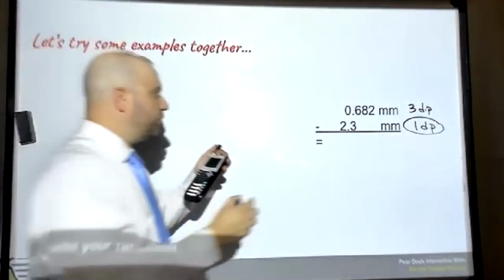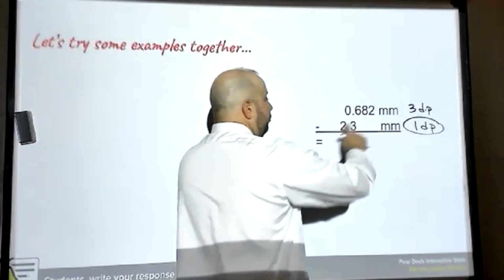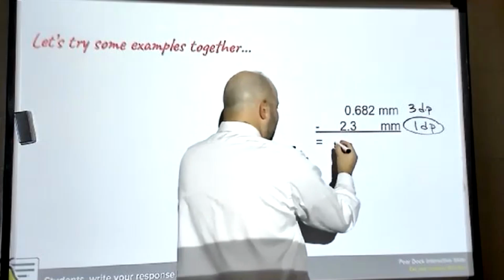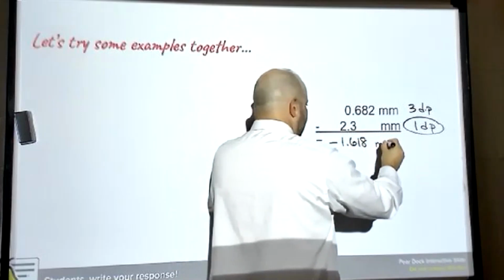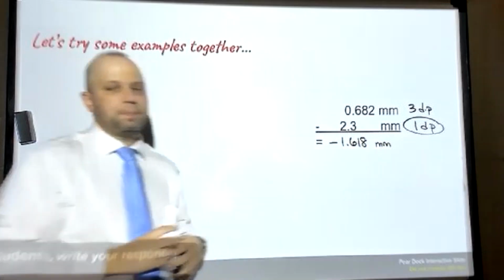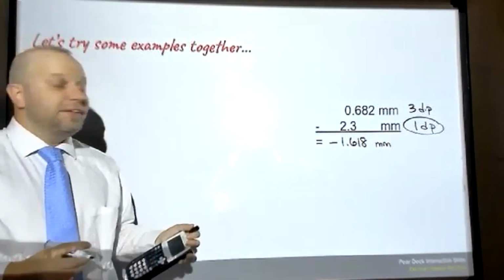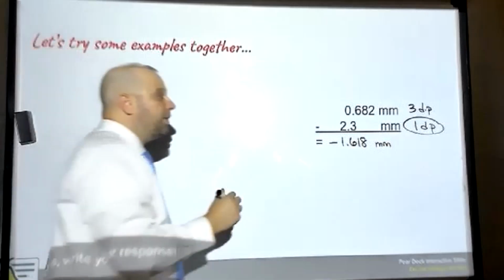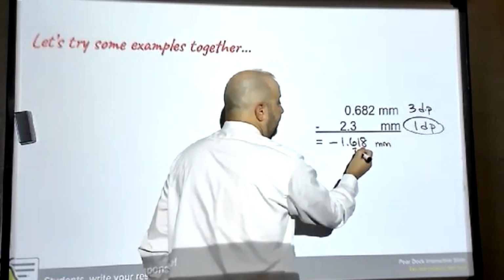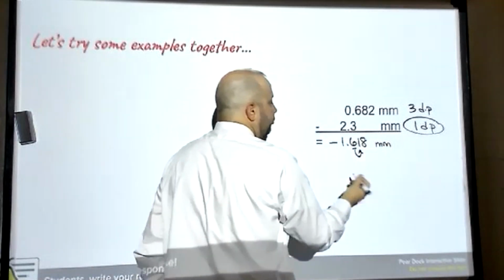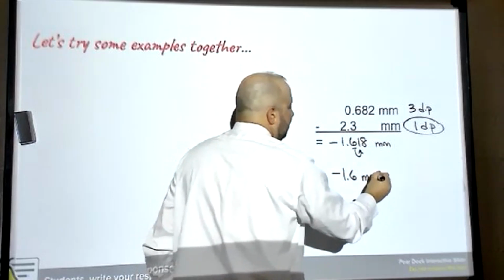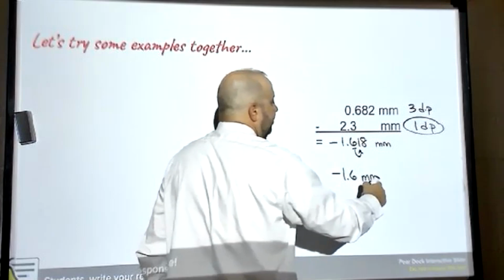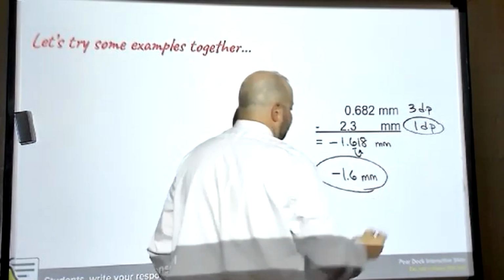Well, the final answer that you get, if I take 0.682 and I subtract 2.3, I get negative 1.618 millimeters. In this case, I can only keep 1 decimal place, so I go to the first decimal place that I could keep, I look behind it, it's just a 1, so I have a final answer of negative 1.6 millimeters.